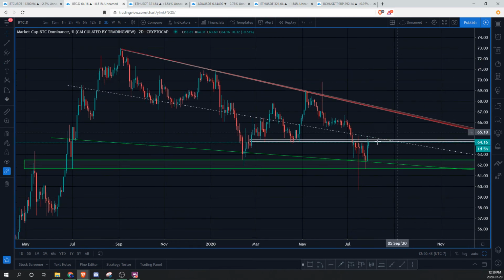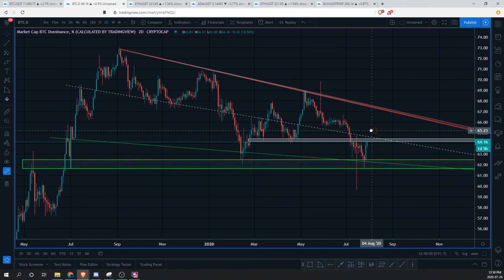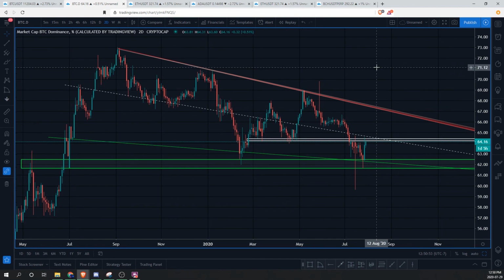But right now, we're not really at that point yet, so I'm looking at both BTC as well as alts, but I'm looking at one in particular, which is going to be Ethereum.